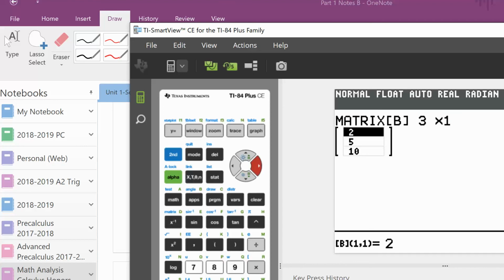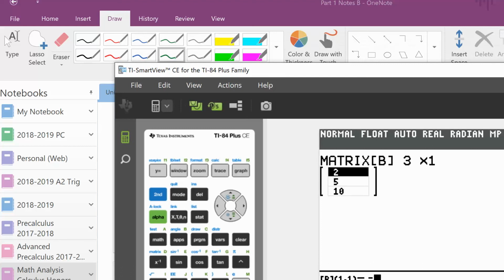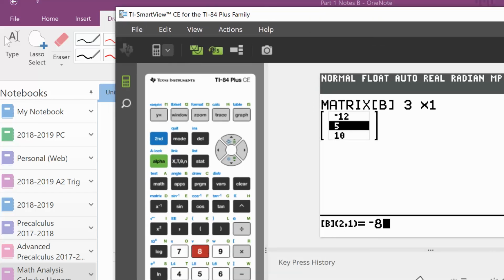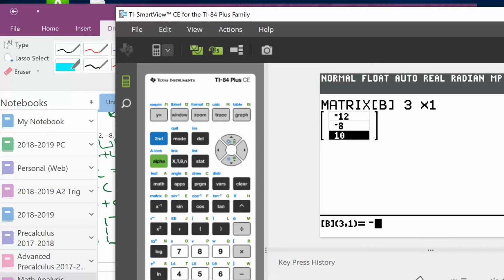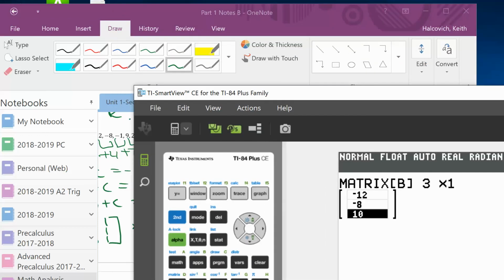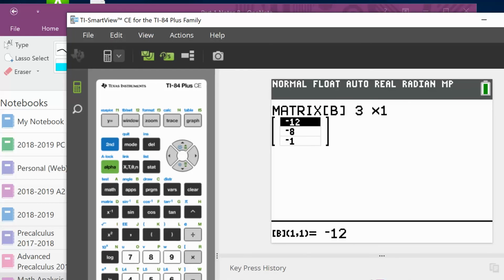to fit what you need, which is -12. Move it down, -12. It is -8. And last but not least, -1. Oops, sorry. All right, so that is the 3 by 1 matrix that you need.